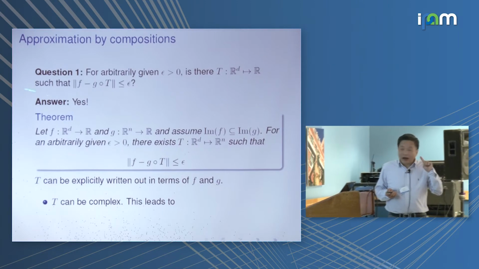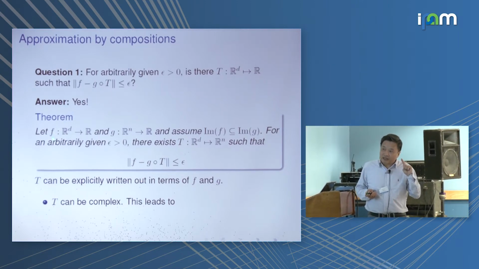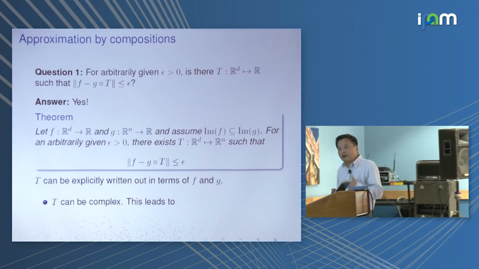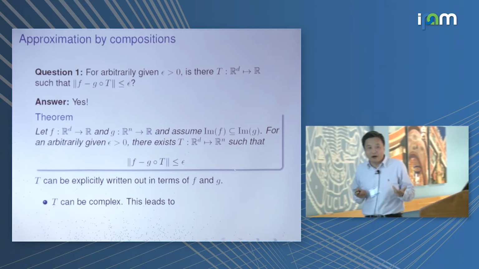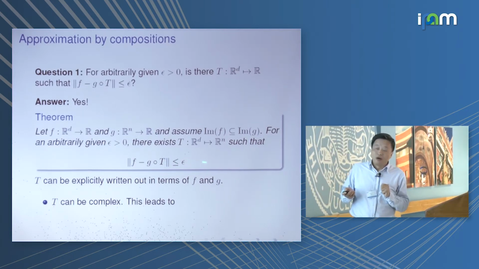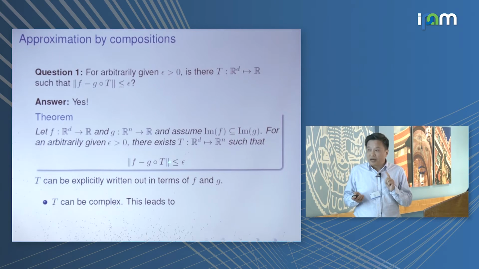You have f, and G is given. As long as the essential range of G contains f, then for any epsilon, you can always find T such that this happens. So G can always approximate f within epsilon as long as you have a T. There exists T. We can prove it.